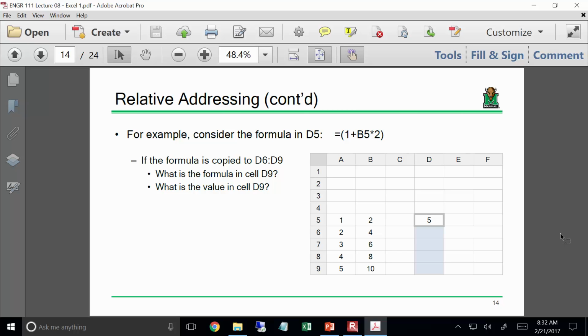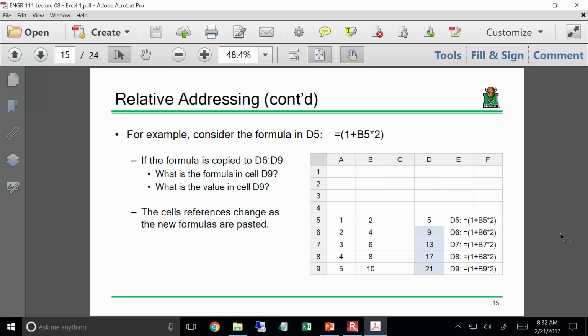Sound good? Now, if I take this formula and copy it down to some of these cells right here, this is a perfect example of relative addressing. Okay? Here's the easiest way to explain that. This cell right here, the one with the 5, contained the formula 1 plus B5 times 2. Now that's that cell.